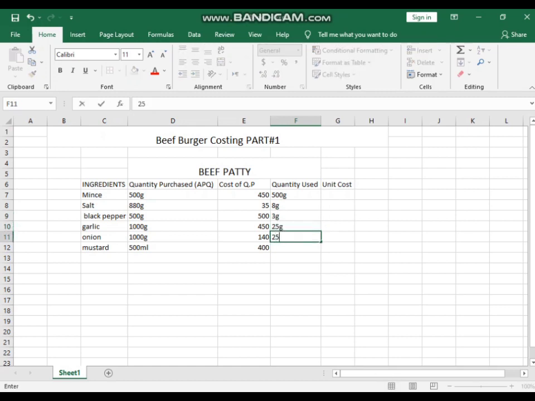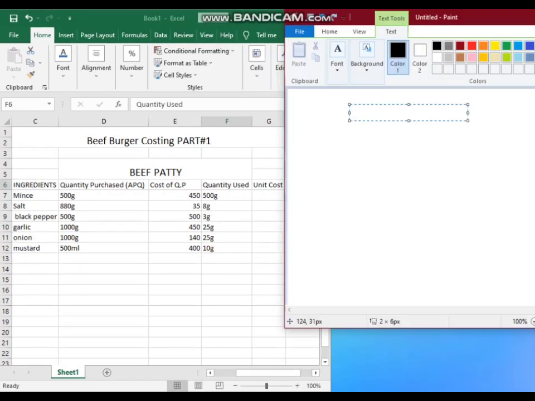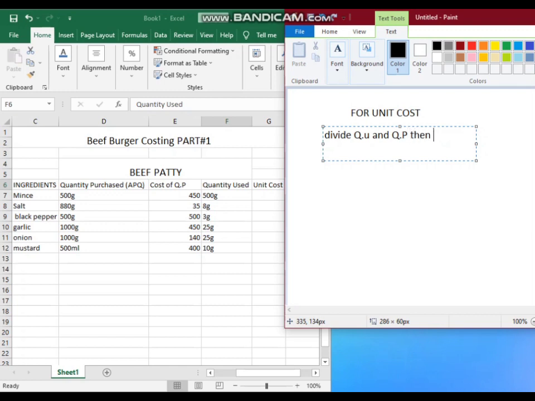First of all, we will write how much quantity we purchased from the market to make our beef patty, and in the next column we will write the prices of those ingredients we purchased from the market, and in the third column we will write how much quantity we have used to prepare that beef patty. And now the difficult part comes. Now we have to calculate the unit cost.